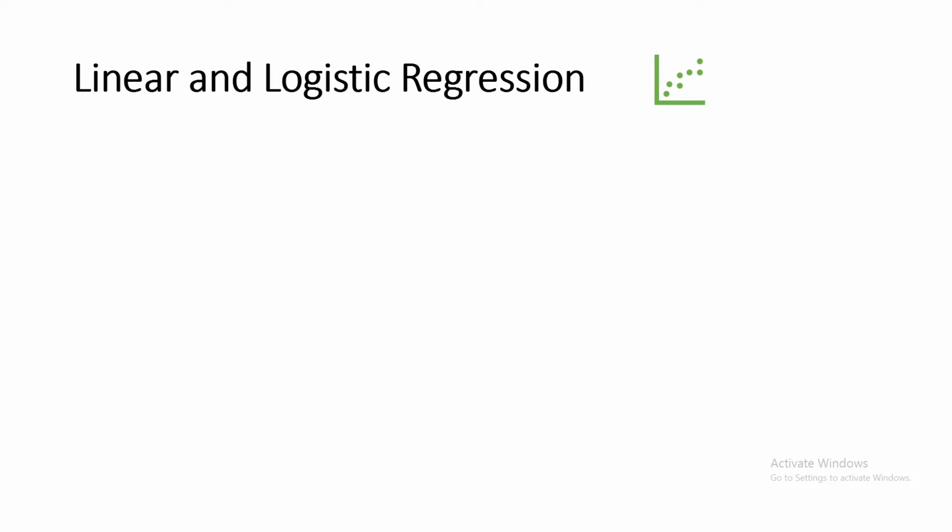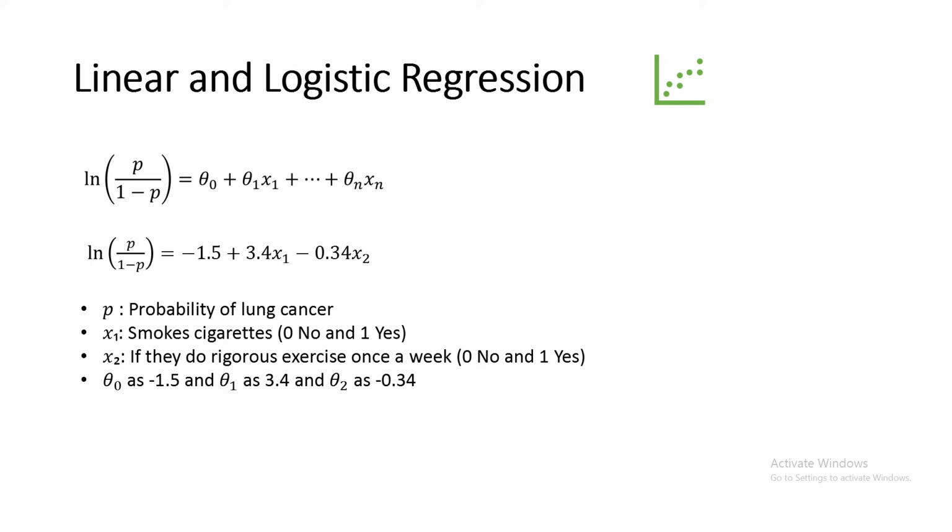Let us now go through an example of logistic regression. And logistic regression takes the following form, where we have the log odds equals theta 0 plus theta 1 x1 plus all the way to theta n xn. And let's say we found the following model, where P is the probability of lung cancer, x1 is if the person smokes cigarettes, 0 is no and 1 is yes, x2 if they do rigorous exercise once a week, 0 is no and 1 is yes. And we have here theta 0 as minus 1.5, theta 1 is 3.4, and theta 2 as minus 0.34.